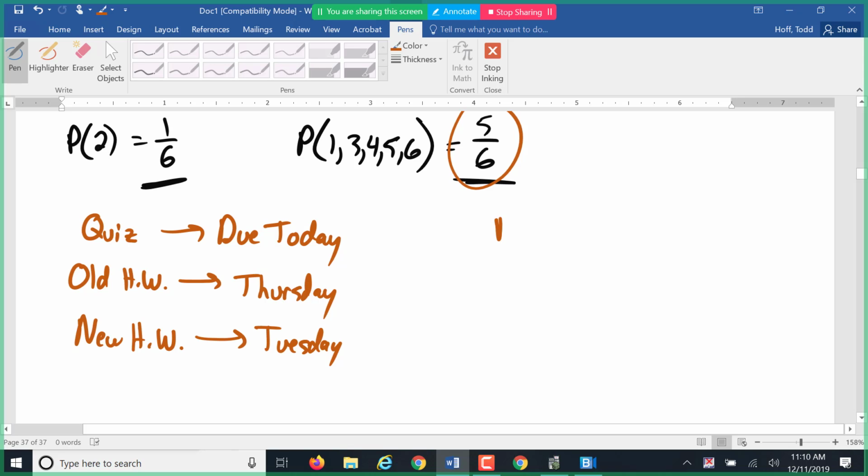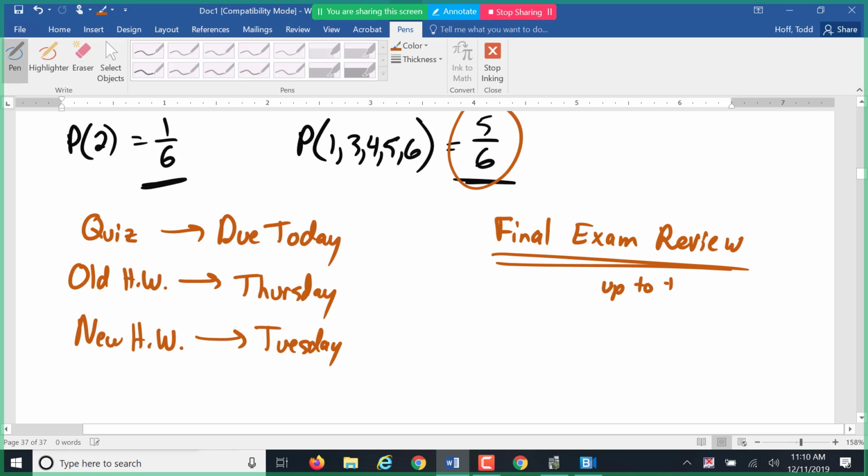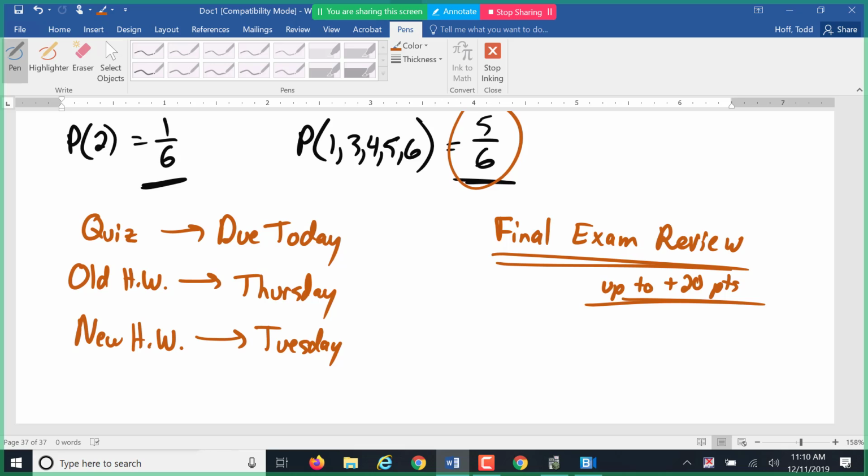Also remember, there is a final exam review out there in my math lab that is worth up to 20 points extra credit. So that is also a great review. I actually designed that review to cover all the questions and more that could be on the final exam. So if you do that review and you're doing well with it, you're pretty well prepared for the final exam.